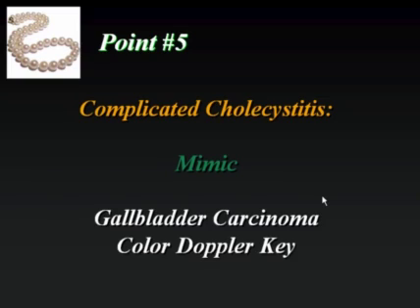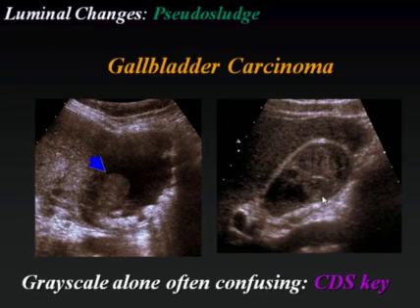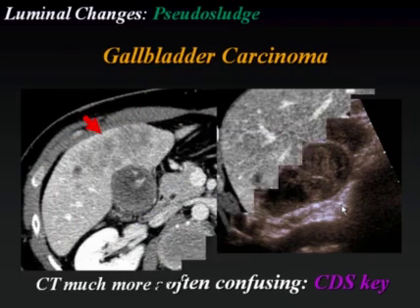And the first one we'll talk about is carcinoma. And here is where color Doppler plays a very important role. Grayscale alone is often very confusing, but I would say if you see rounded areas that are nice and spherical and rounded, don't just conclude that that's tumefactive sludge. You really should think about going on and getting a contrast CT.